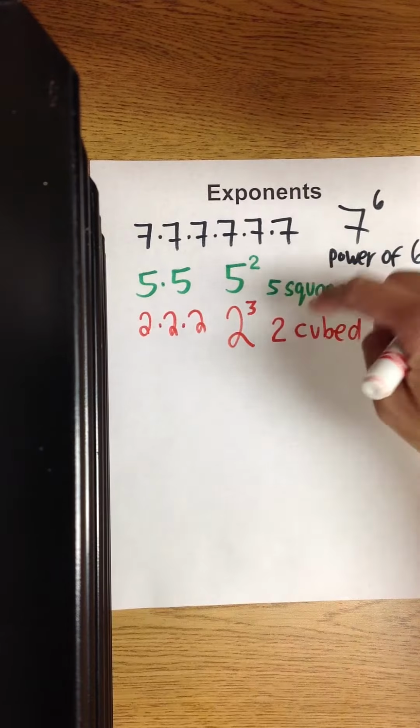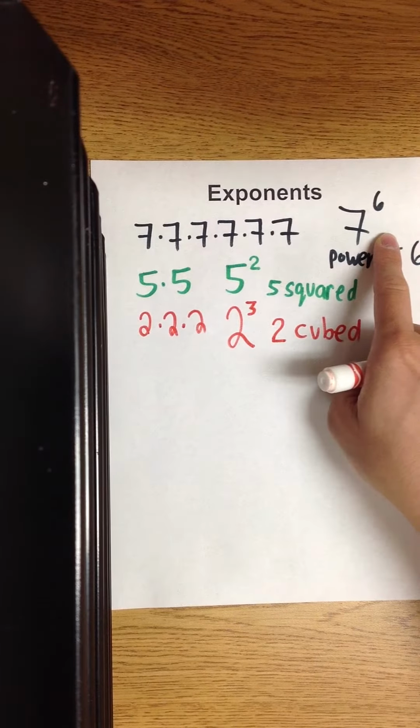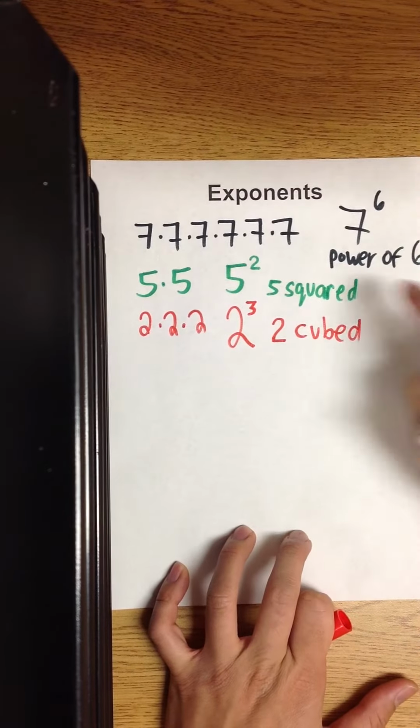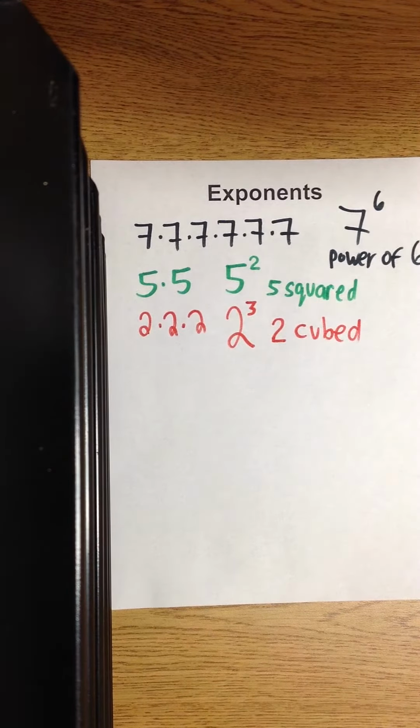When the exponent is 2, you write squared. When the exponent is 4, 5, 6, 7 or higher, you say power of 6, and so on. So let's now multiply these.